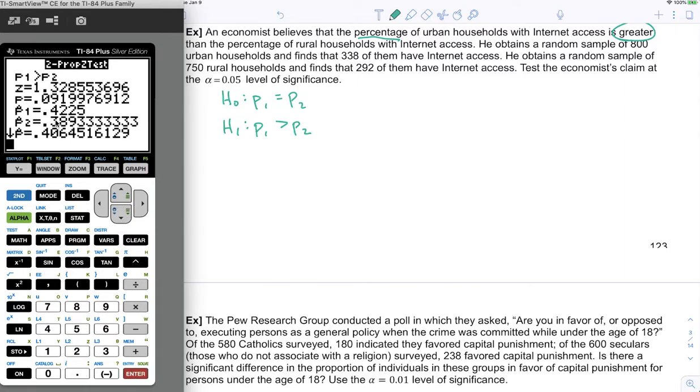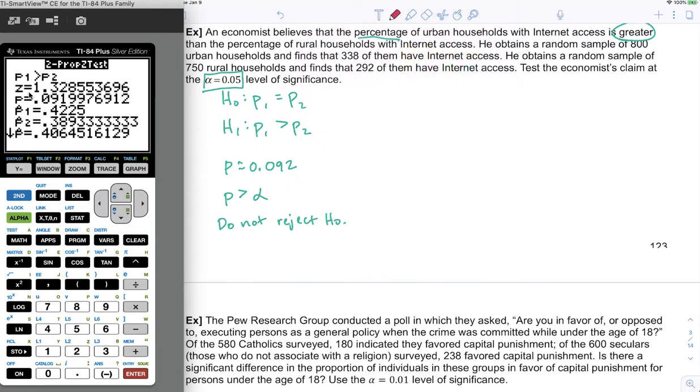Okay, my p-value is right here. It's about 0.092 if I round it to 3 places. So the p-value is approximately 0.092. Our level of significance that was predetermined was 0.05. So this time, once again, p is greater than alpha. So we do not reject H naught. We don't have strong enough evidence to reject the null hypothesis.